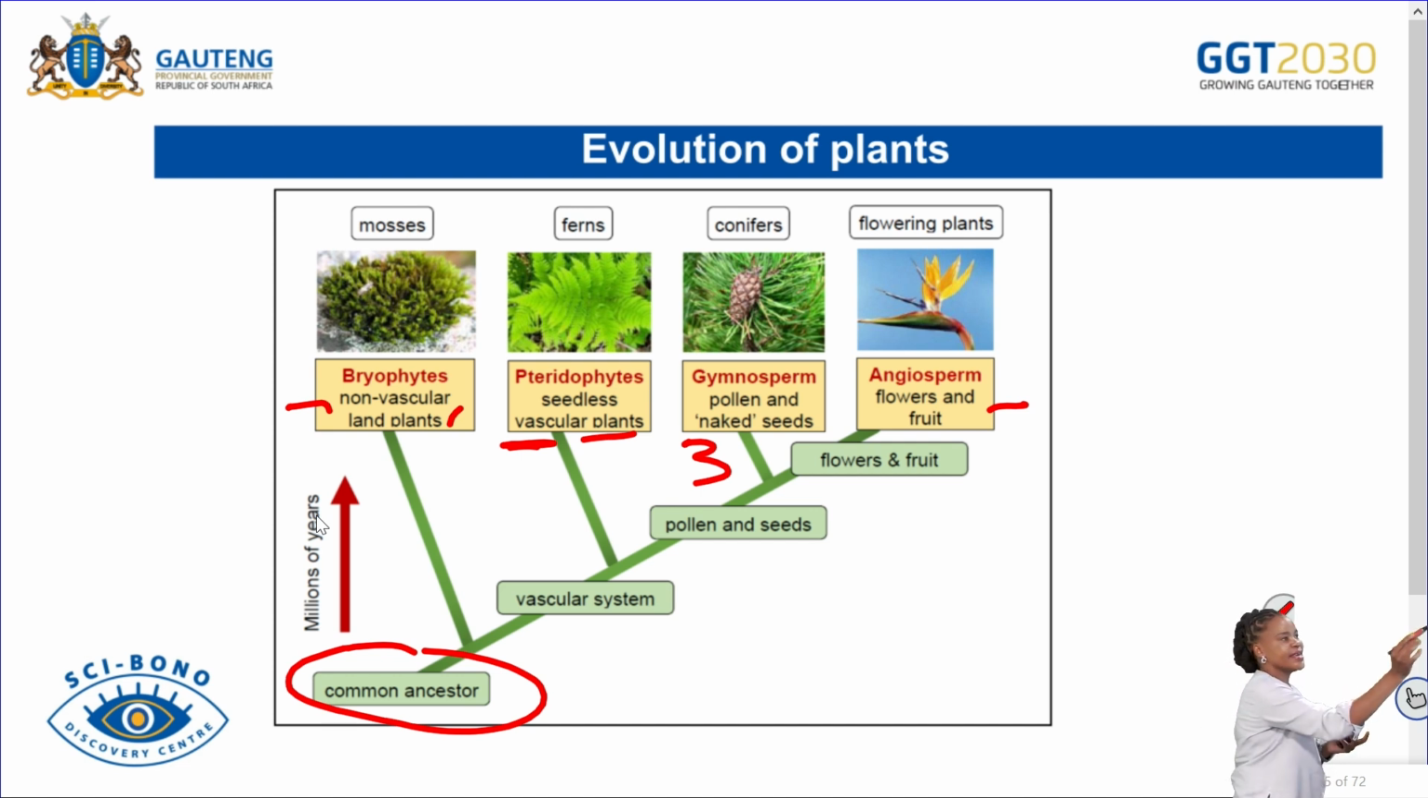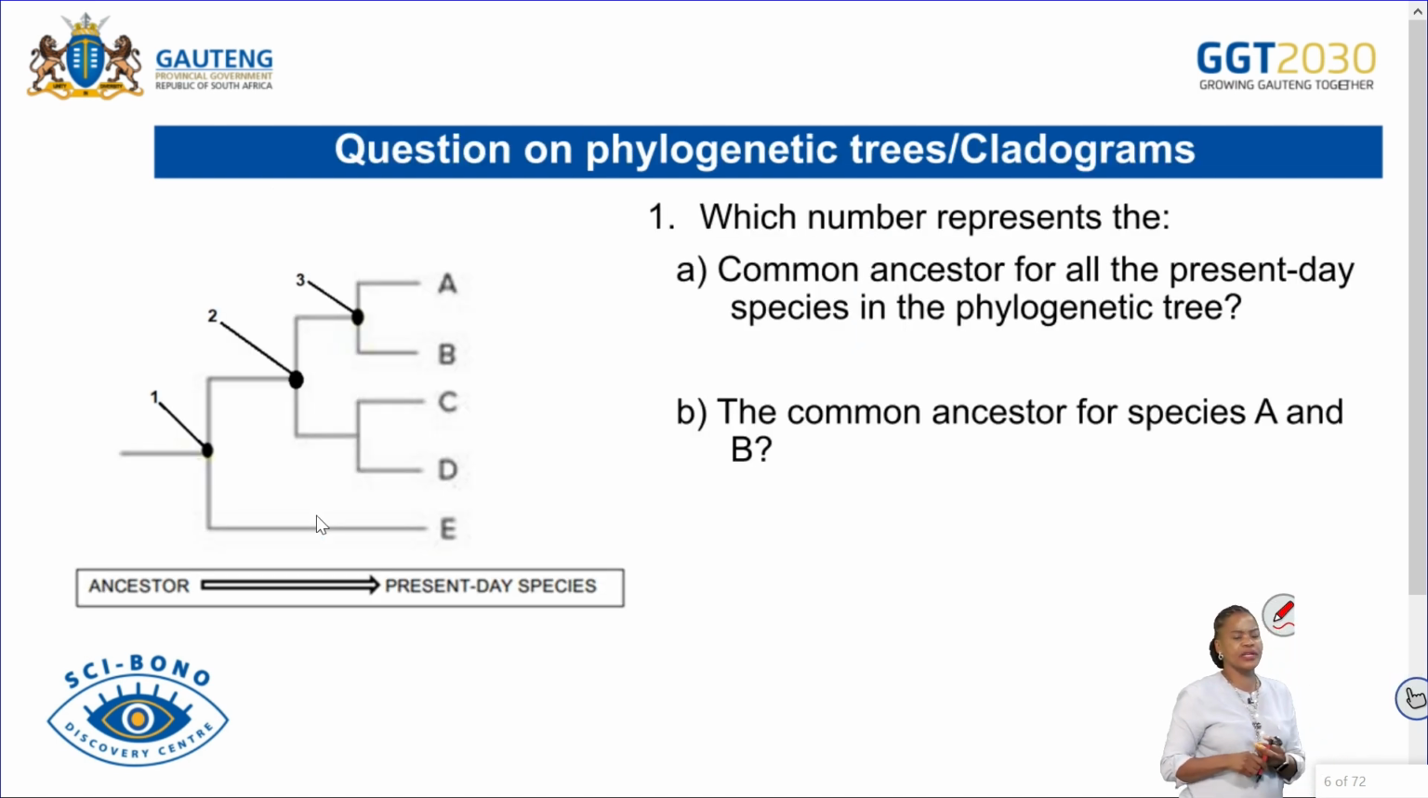In other words, they give rise to flowers as well as fruits. Now, let's quickly look into the possible questions which may arise when we are asked about phylogenetic trees. We are given this phylogenetic tree, and the questions are based on it.